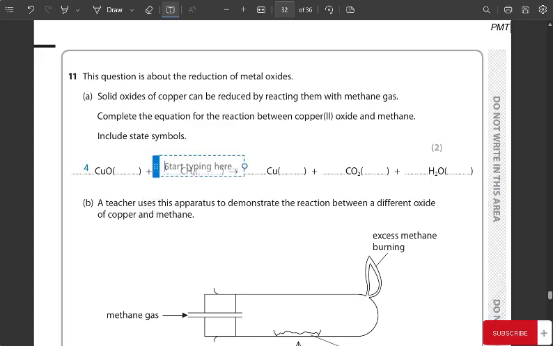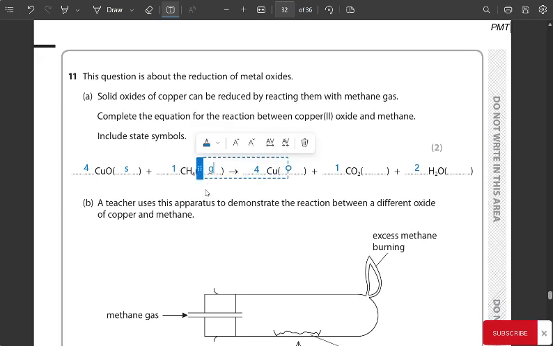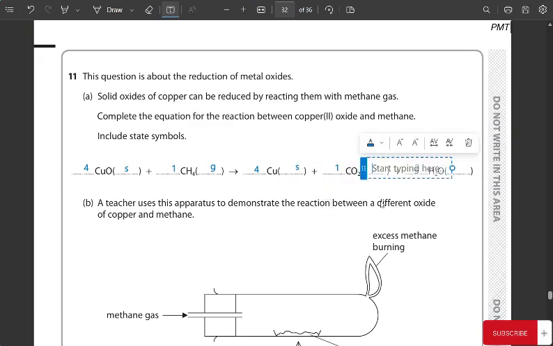For 4 copper oxide and methane, it produces 4 copper, one carbon dioxide and 2 water. Copper oxide is solid, methane is gas, copper is solid, carbon dioxide is gas, and water can be in both forms, gas or liquid, and I chose the liquid form.